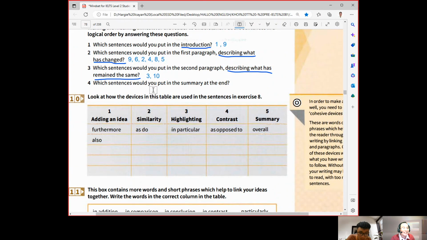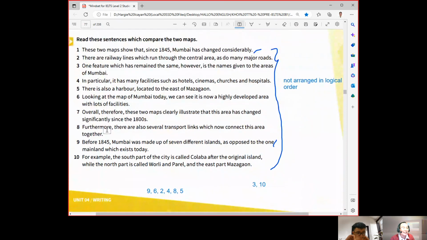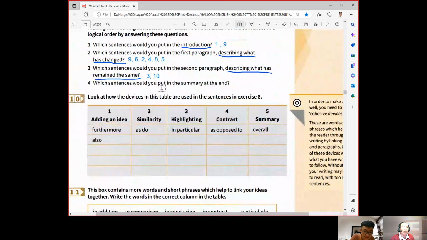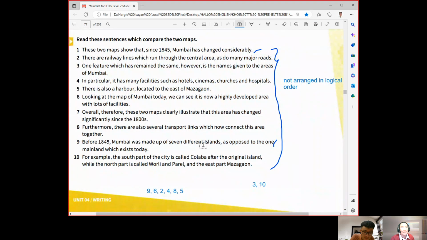Next, which sentences would you put in the summary at the end? In conclusion, of course, that would be number 7. Very good. Why did you say so? Of course, it's very simple because of "overall", right? Overall, therefore. So that would be the conclusion. So you do have the idea now of how to do this one.